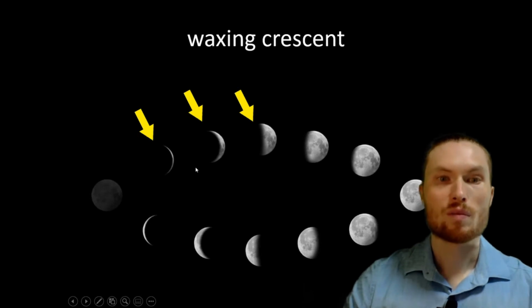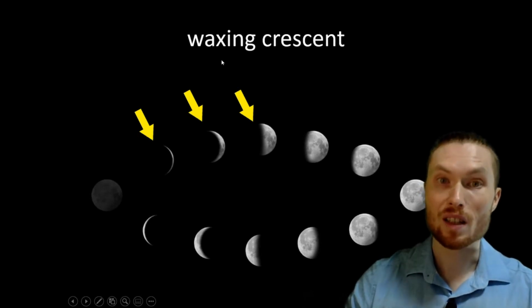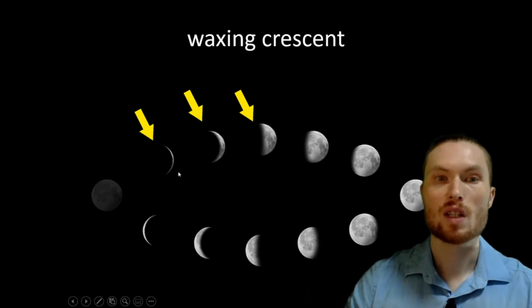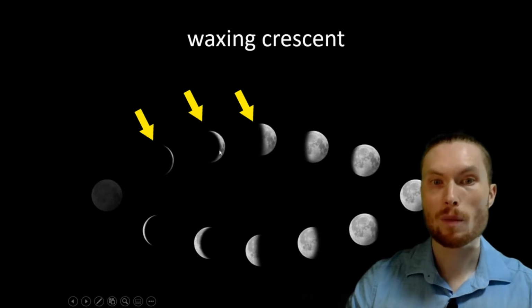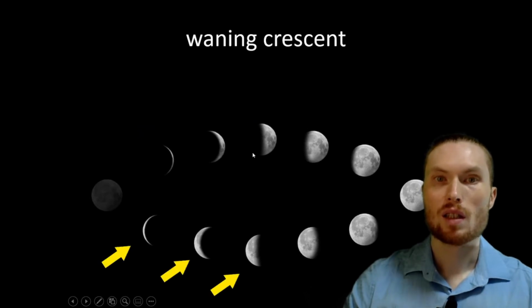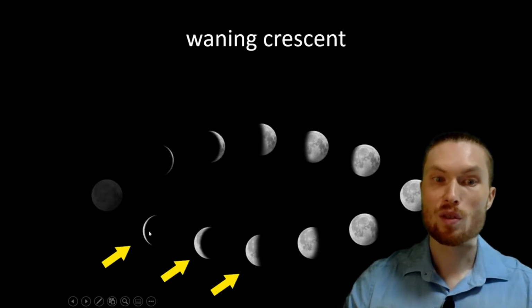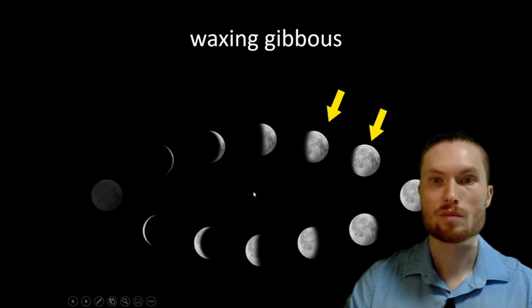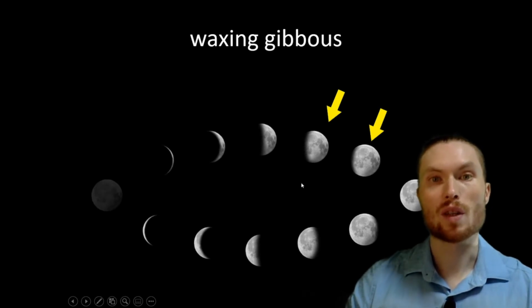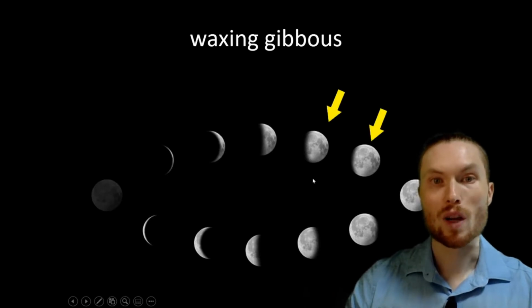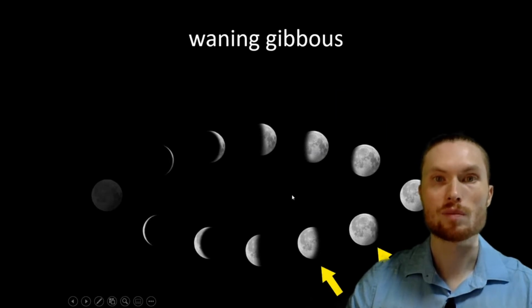Okay, so crescent moon plus waxing is waxing crescent. So these three phases of the moon are waxing crescent. So it's a crescent moon, but it's getting bigger. Waxing crescent. Next is waning crescent. So still crescent shape, but getting smaller. And same with gibbous. So we have a waxing gibbous and a waning gibbous. So a waxing gibbous is getting bigger, a waning gibbous is getting smaller.